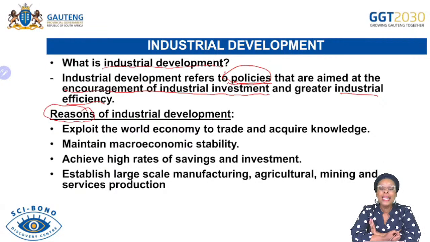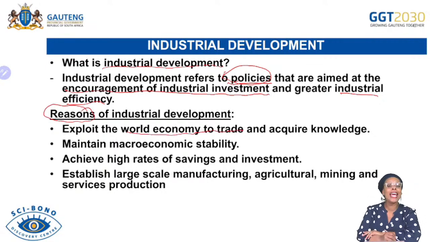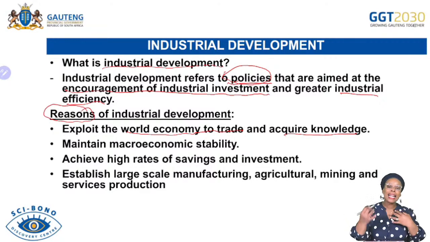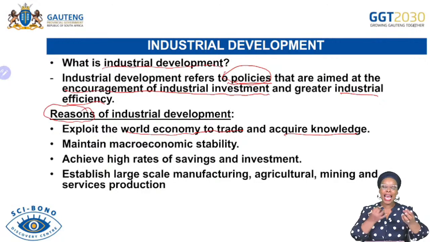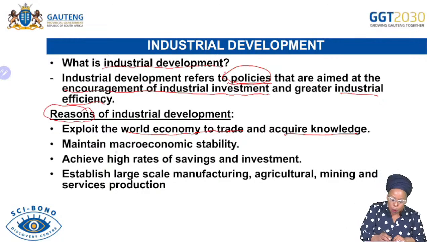Number 1, we need industrial development so that we can exploit the world economy to trade and also acquire knowledge. So if our industries are able to produce goods and sell them to other countries, as we are trading with other countries, our businesses will also gain some sort of knowledge as to how to market and how to produce certain products. Another one is to maintain macroeconomic stability.